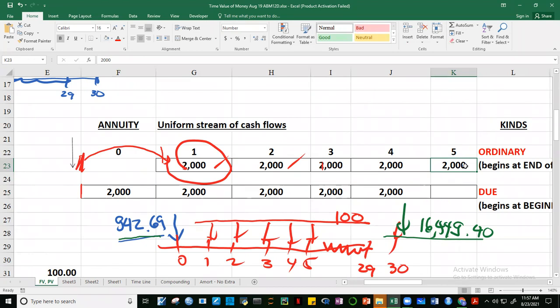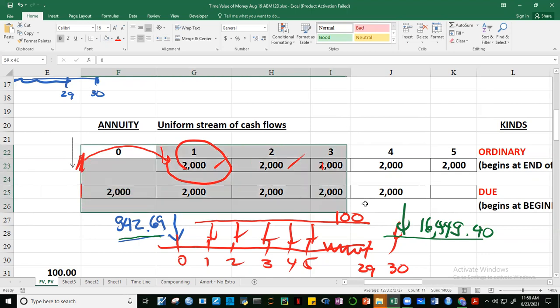Ang difference sila, guys, si ordinary, it starts at the end of the period. So kunyari, the transaction starts here, the payment starts, or the cash flow starts after the beginning, one period after the beginning. On the other hand, si due, immediately yan. So pareho lang silang cash flow na tigto 2,000. Nagkakaiba sila dun sa kung kailan nagsisimula. Si ordinary, guys, after one period, si due immediately. Okay, but both of these are annuities of 5 periods.